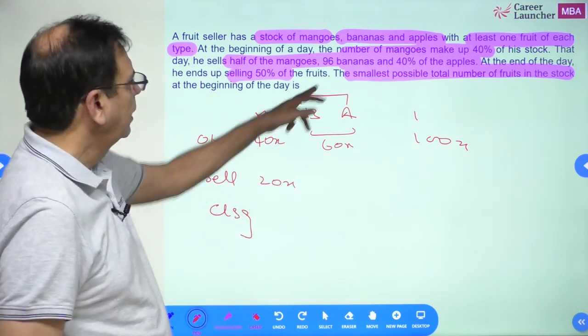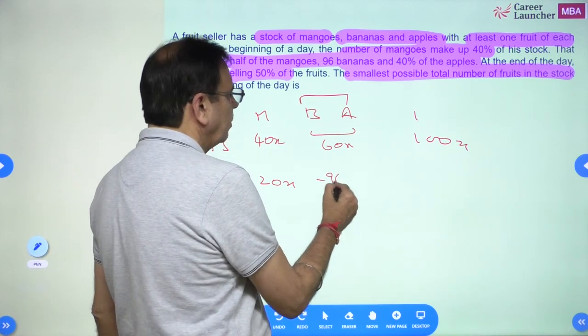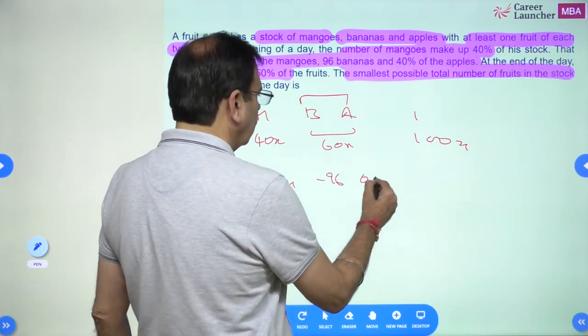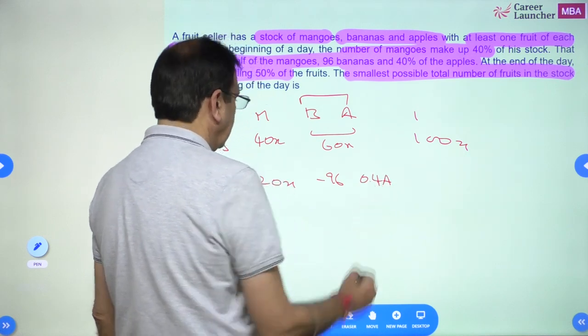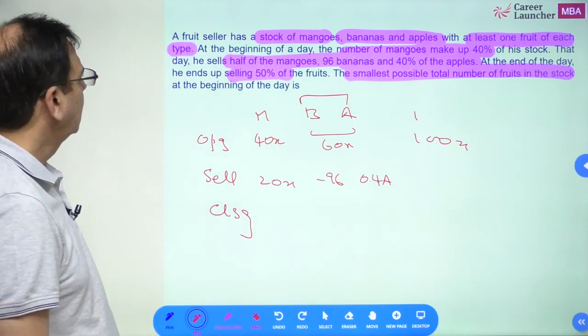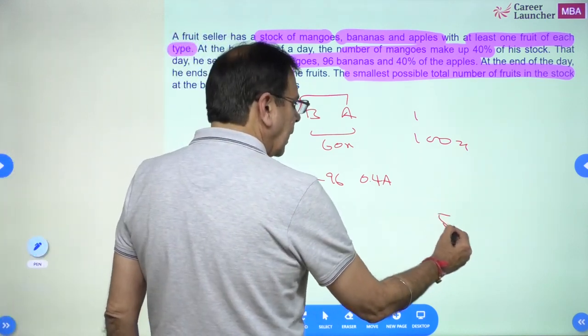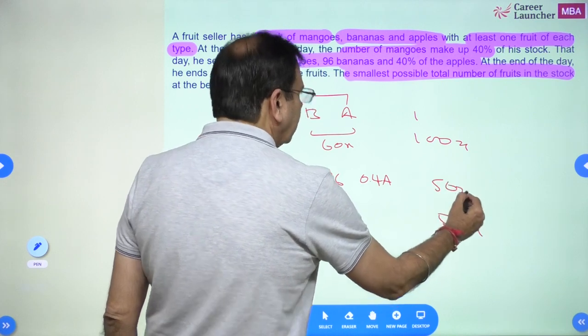चलो बहुत अच्छी बात है. 96 bananas, so minus 96 bananas and 40% of the apples. So 0.4 or 40% of the apple निकल गए. Apple को अगर A ले लेता हूँ मैं तो. At the end of the day, he ends up selling 50% of the fruits. So if he's ending up with 50x here, he should have sold 50x here.